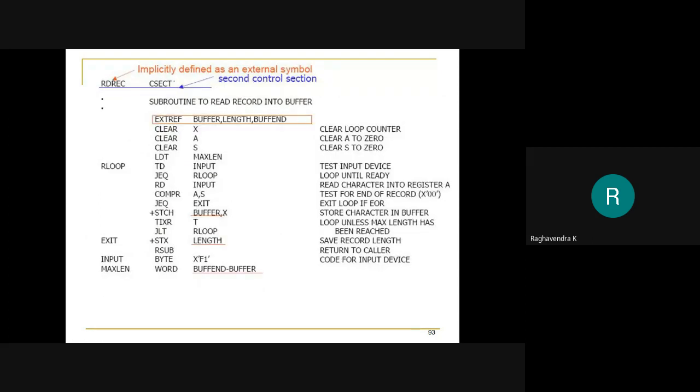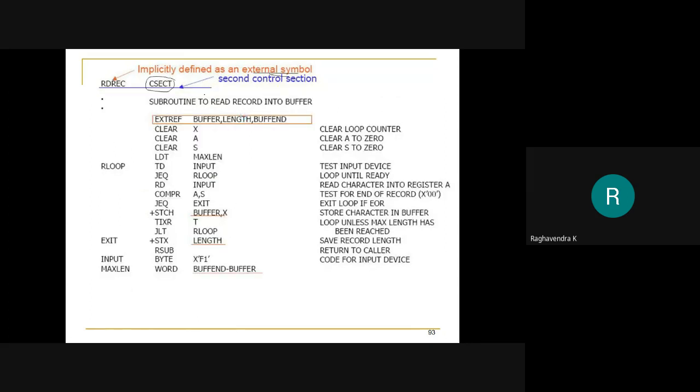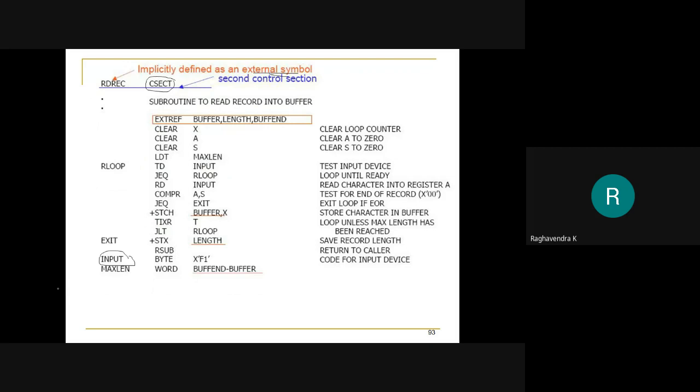Look into the second control section. The CSECT assembler directive specifies the name of the control section. The name of the control section is also an external symbol, which we used previously in the case of read record and write record, because those two values are used in an instruction. Here in the case of read record, we have no external definition, because the only symbol defined here is input, and input is not used in any other control section. So we don't have any external definition, but we have external references.